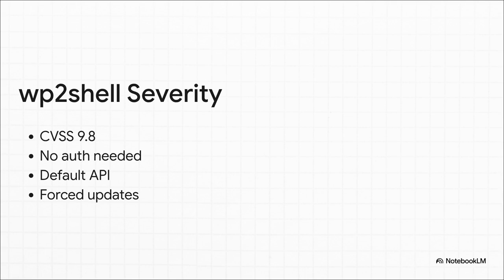In fact, this is so severe that the WordPress maintainers did something they very rarely do. They pulled the big lever and triggered forced automatic updates across the entire ecosystem to push the fix out. That action alone really tells you everything you need to know about how the project reads the risk level here.